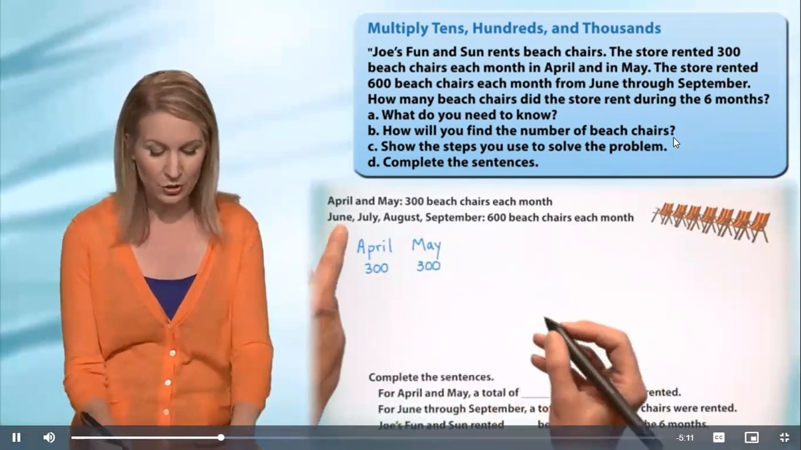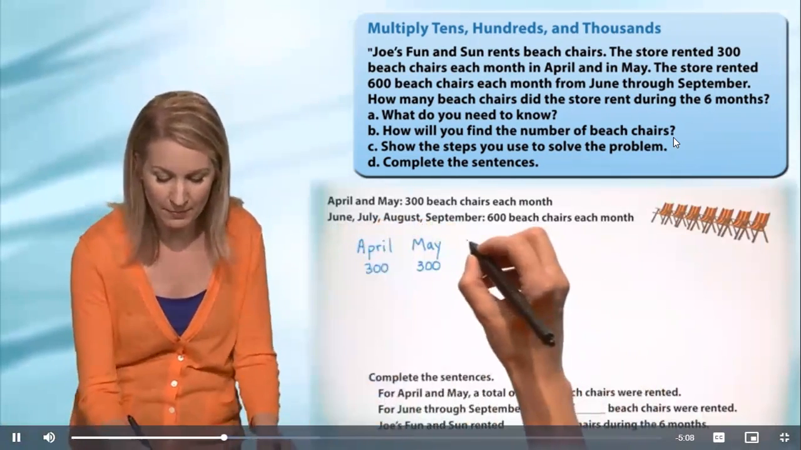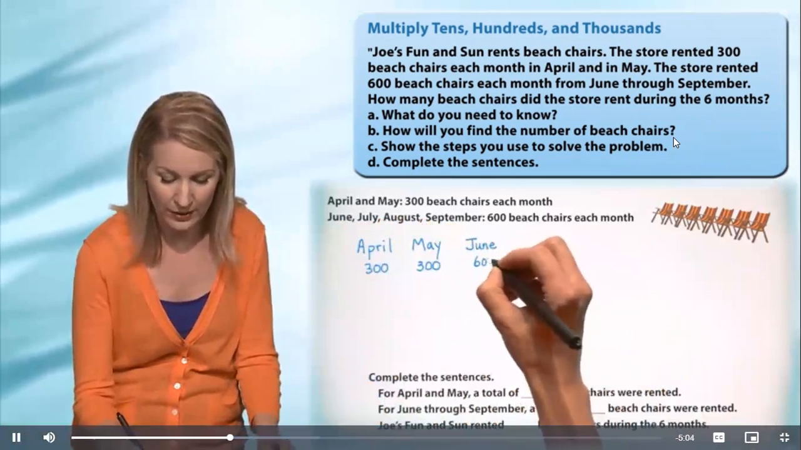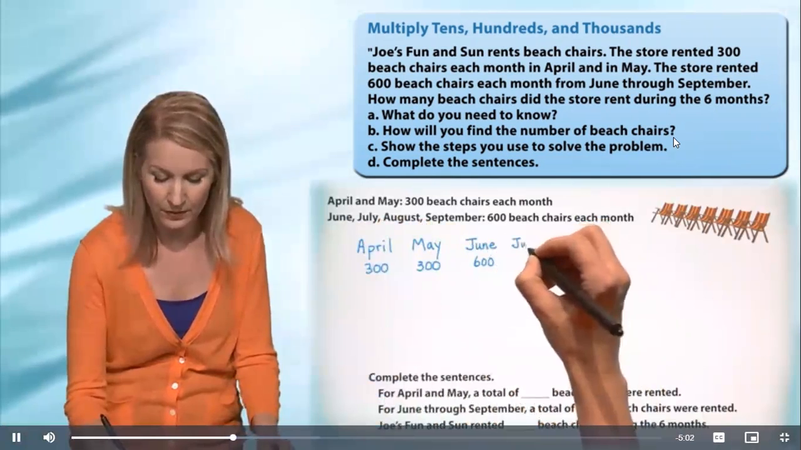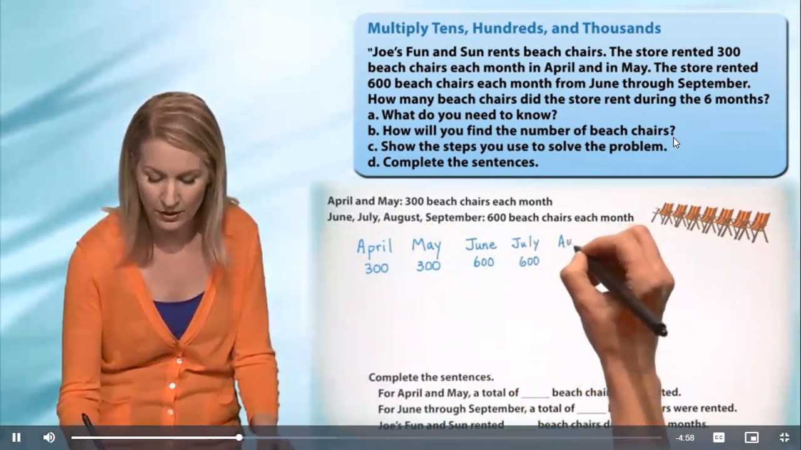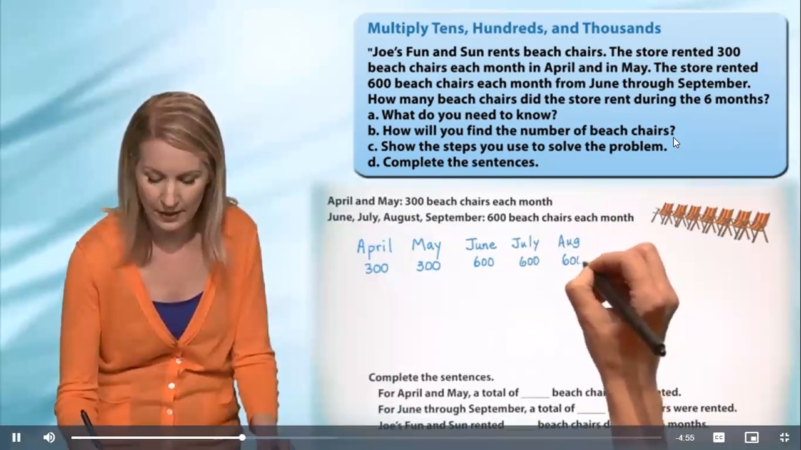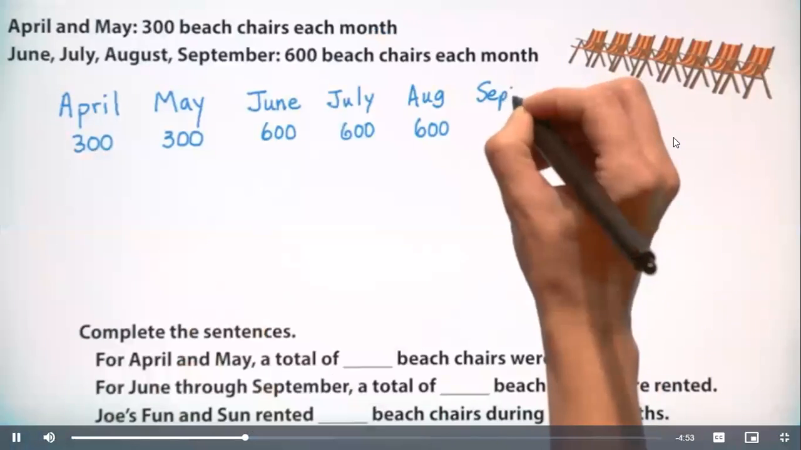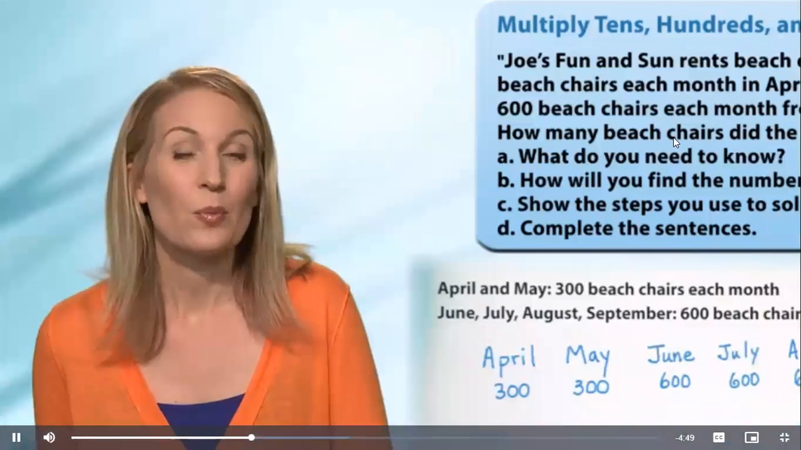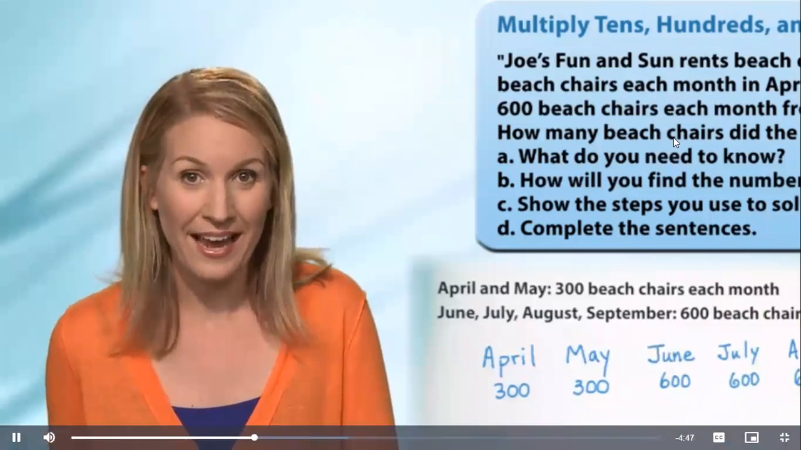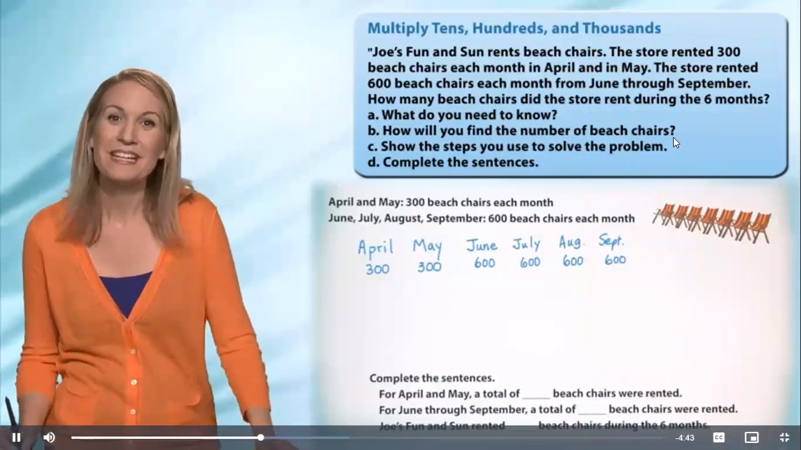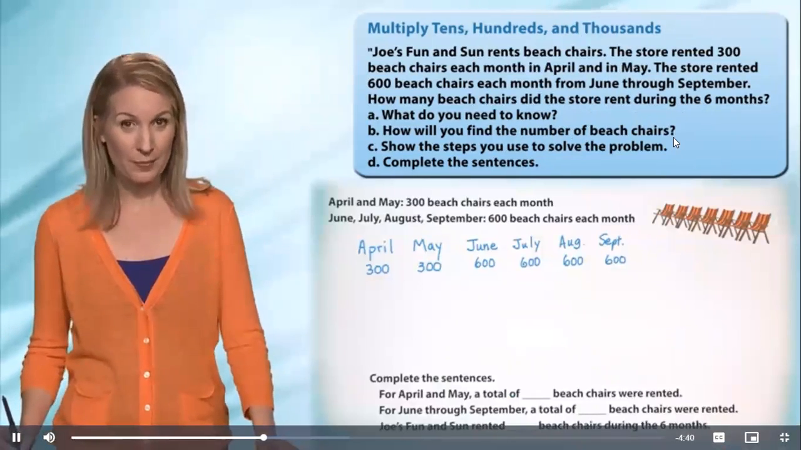We know that in June, July, August, and September, 600 beach chairs were rented each month there. So I'll write that down. I'll abbreviate the word August and September as well. We're going to multiply and add in order to find the total number of chairs. Let's begin with April and May.